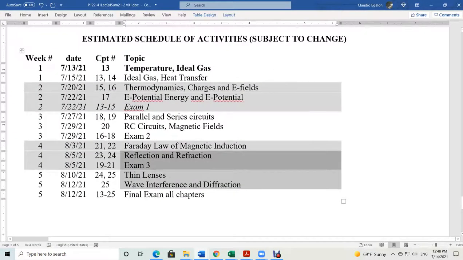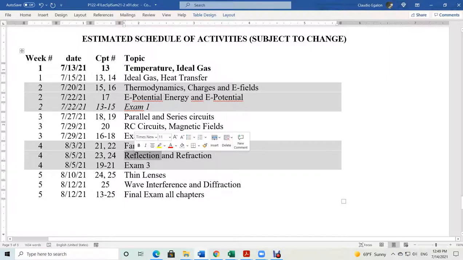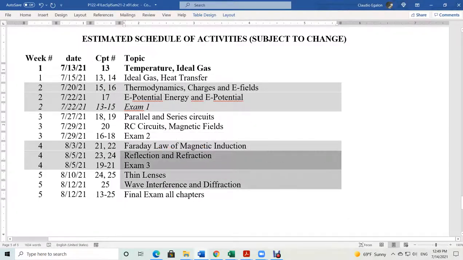It's going to be lots of things to cover. If you're going to become an optometrist, I had a student in a class like that who was studying to become an optometrist. She had to pay special attention to this part of the course, seeing lenses, mirrors, and so on. Okay? So that's what we have.